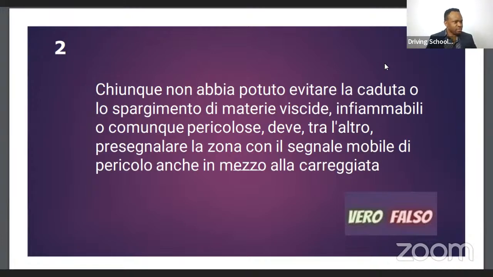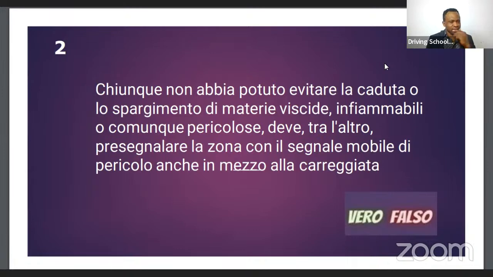Okay, Mr. Richard said number two, Vero, and also Sister Tracy said number two, Vero. Mr. Joshua said number two, Vero, and also, okay, Don Vico said number two, Falso. Very good. What this question is saying, Sister Tina said Vera.